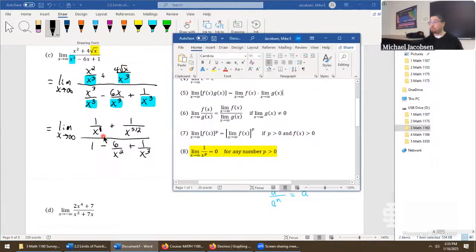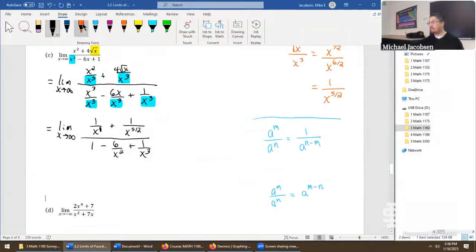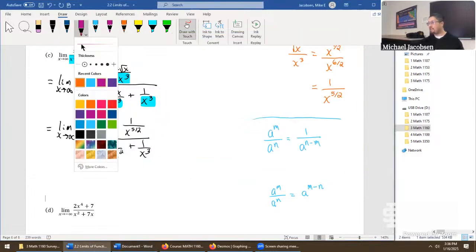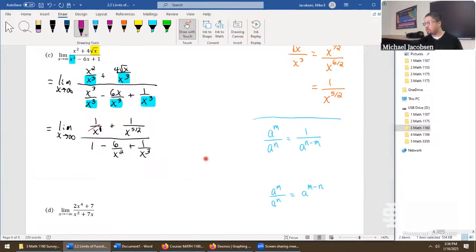So this term, 1 over x, will go to 0 because we have a 1 here, greater than 0. Similarly, 5 halves over x will go to 0, and these two as well for the same reason. Powers are 2 and 3 respectively. So all that to say, this goes to 0, this goes to 0, that goes to 0, and so does that. Not too much left over, but thank goodness that's still there.